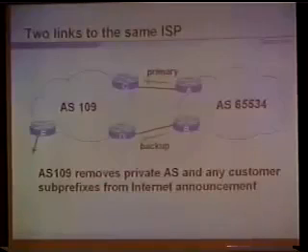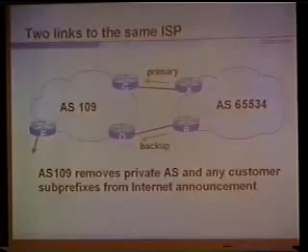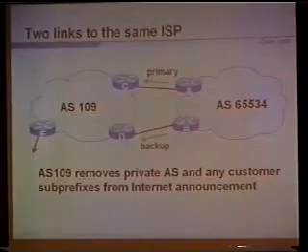Now, as I say, there are lots of examples. So here's one scenario. We've got 2 links to the same ISP. We're going to use this private AS here, 65534. We're going to make the path between router A and router C the primary path, and between router B and router D the backup path.